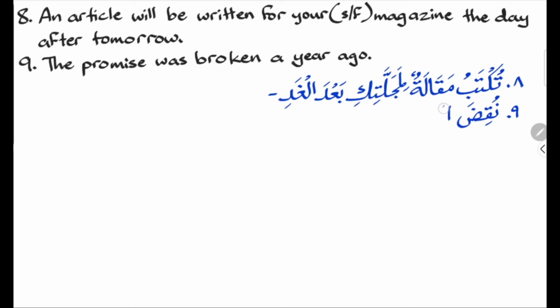The promise is the naib fa'il, which is al-ahdu, and since it's the naib fa'il, it's going to get a dhamma on the last letter, which is dal. A year ago is qabla sanatin. Qabla sanatin. نقض العهد قبل سنة. The promise was broken a year ago.